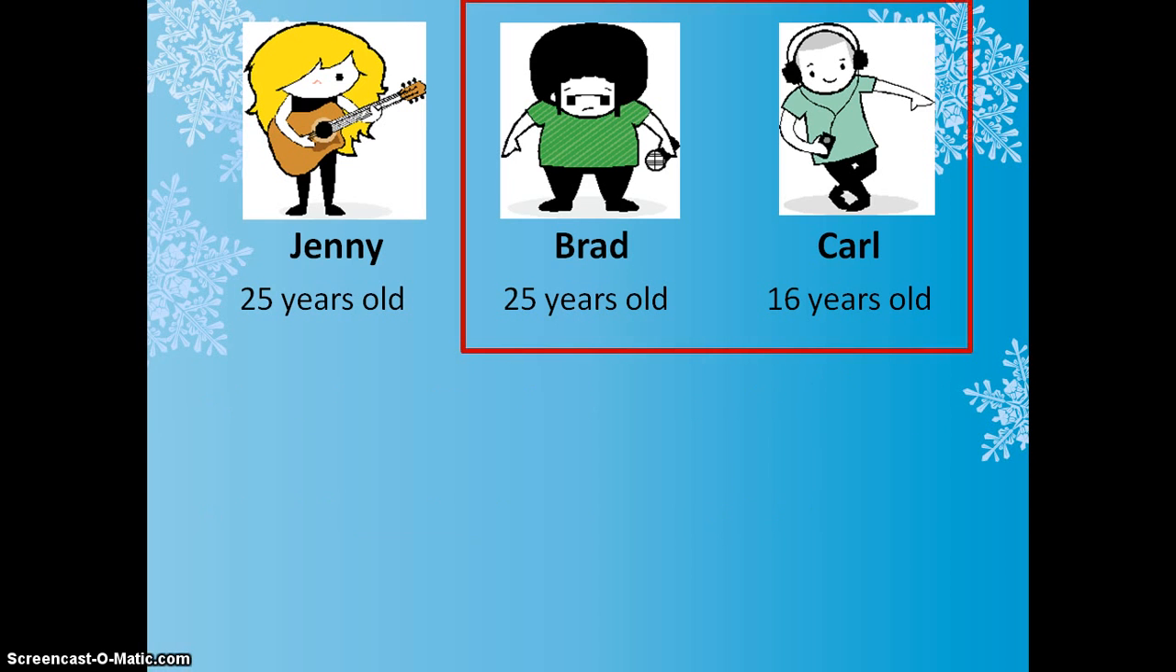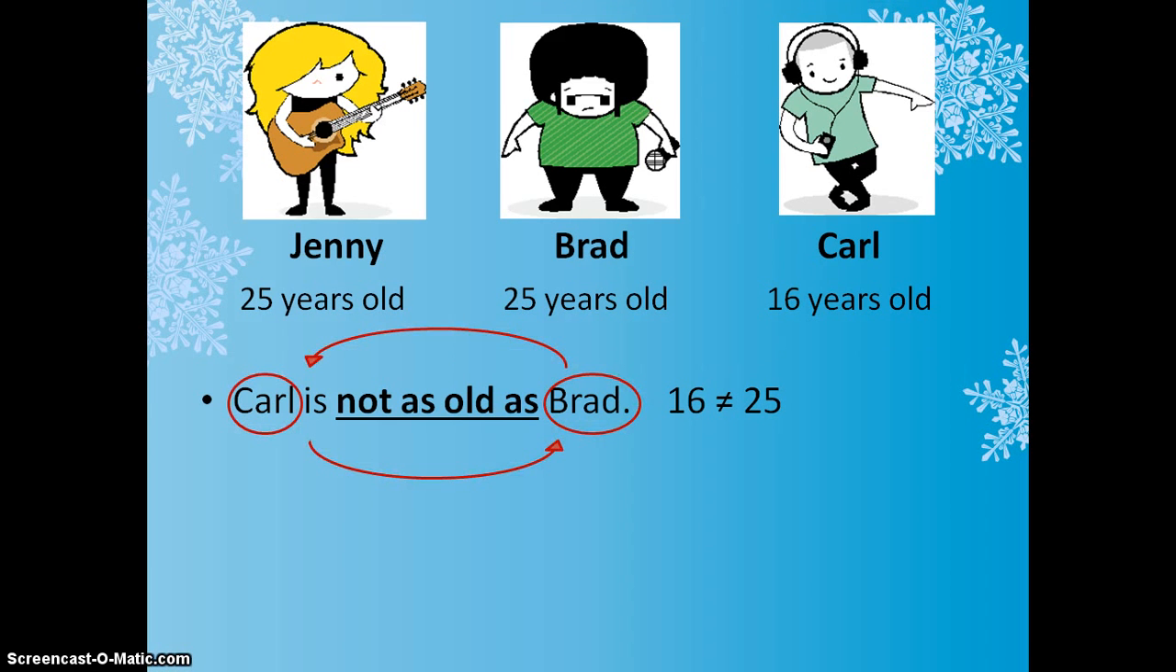Now let's compare Carl and Brad. We can say Carl is not as old as Brad because 16 does not equal 25. Can we do the same like we did with Jenny and Brad? Can we switch Carl and Brad in this sentence?